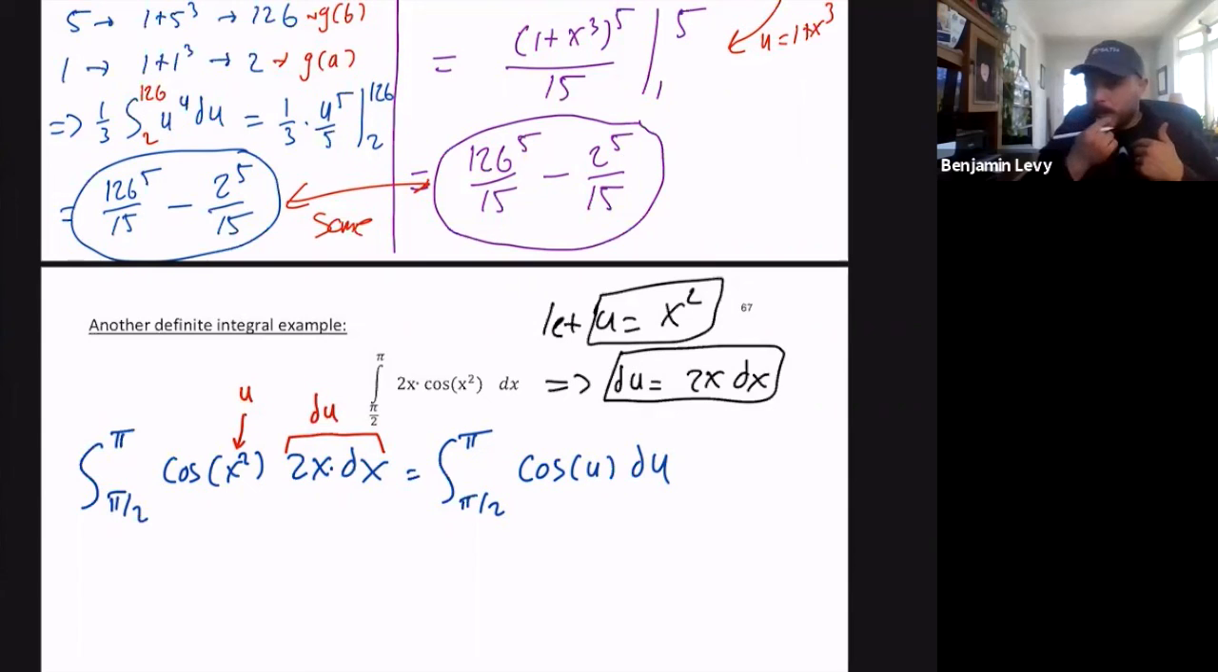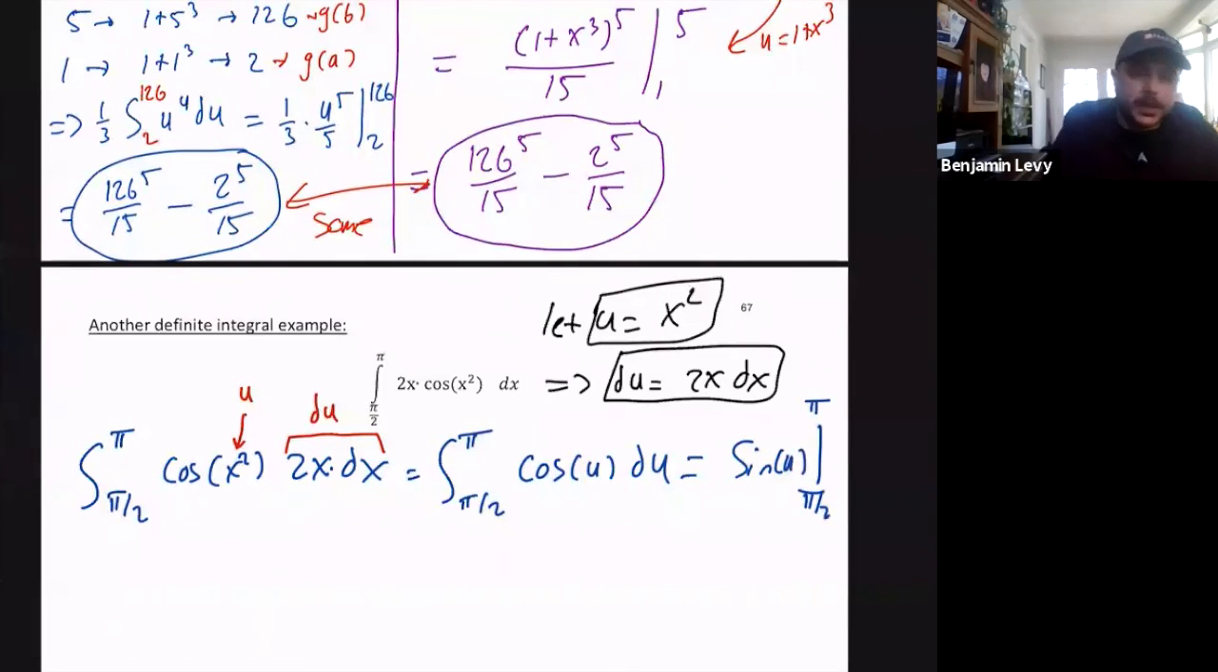We just know that the derivative of sine is cosine, so cosine becomes positive sine. And so this just turns into sine of u, and then we just plug the points in. Well, before we plug the points in, we need to decide what we're going to do on that. But this is the kind of thing that, on the test, if you went this far, you get lots of the points.